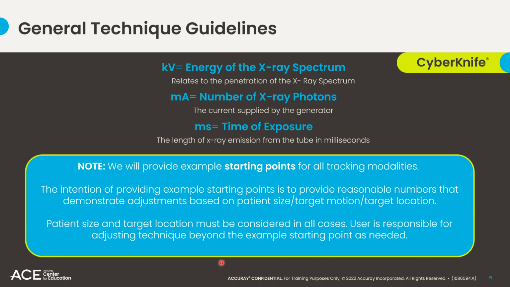Throughout this presentation, we will provide example starting points for all tracking modalities. They are just that, examples that we chose based on what we often see yield good results in the clinic. The intention of providing example starting points is to provide reasonable numbers that demonstrate adjustments based on patient size, target motion, target location. These are not numbers that you should just memorize and use in every case. Instead, patient size and target location must be considered in all cases. The user is responsible for adjusting technique beyond the example starting points.